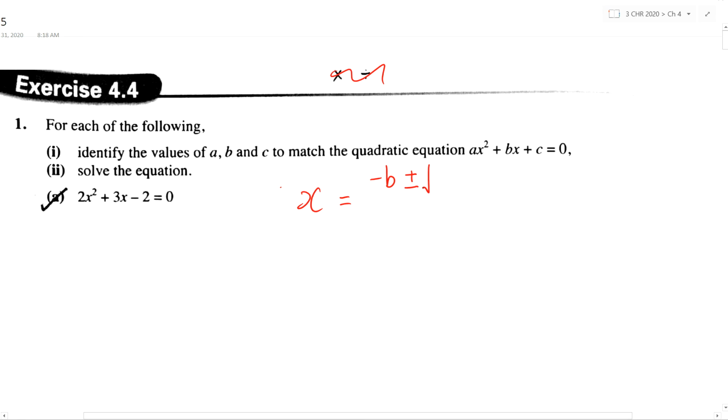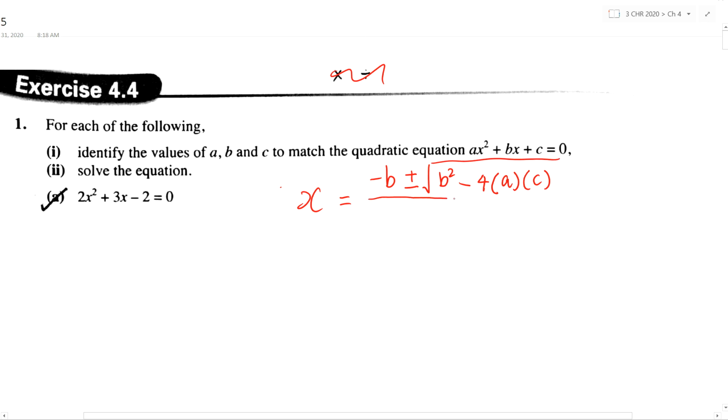Okay, the next one is b squared. Can you recall again what is the value of b in this example? Okay, so 3 squared. Minus b plus minus square root of b squared minus 4 times a. What is the value of a? 2. And we multiply this by c. What is the value of c? Negative 2. We close the square root.